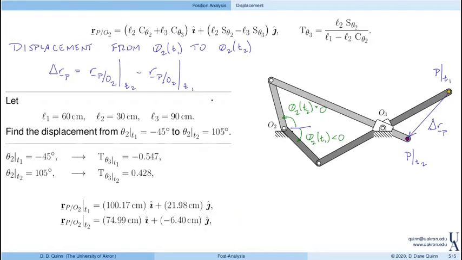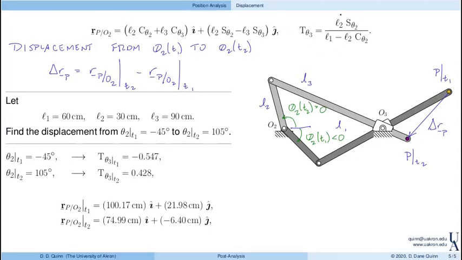So here I've given some numerical values. L1, that's the distance between O2 and O3, is 60 centimeters. L2 is going to be 30 centimeters. And L3, which is this total distance of the link, is 90 centimeters. And I want to find the displacement from minus 45, remember, as shown, this is a negative input angle, to 105 degrees, like I said. So these are the configurations shown. So again, I've worked through all this. Theta 2 equals minus 45.